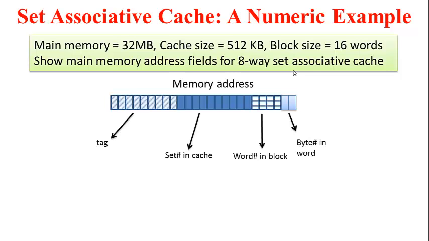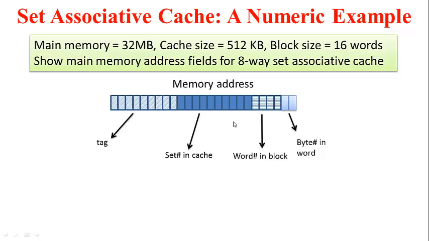Well, the last few bits are going to be the same irrespective of whether we have direct map or fully associative or set associative. The last 2 bits correspond to byte number in word, which will be 00 for a word aligned byte address. The next few bits are going to be word number in block, which in this case is going to be 4, corresponding to block size being 16 words. The next set of bits are going to represent the set number in cache.